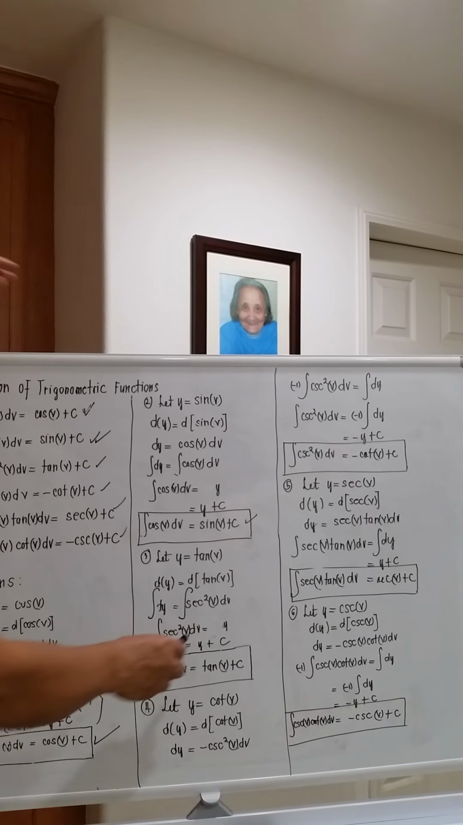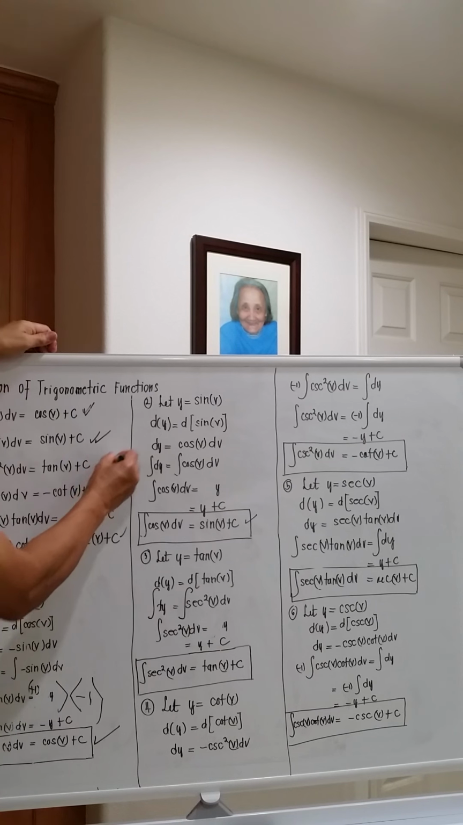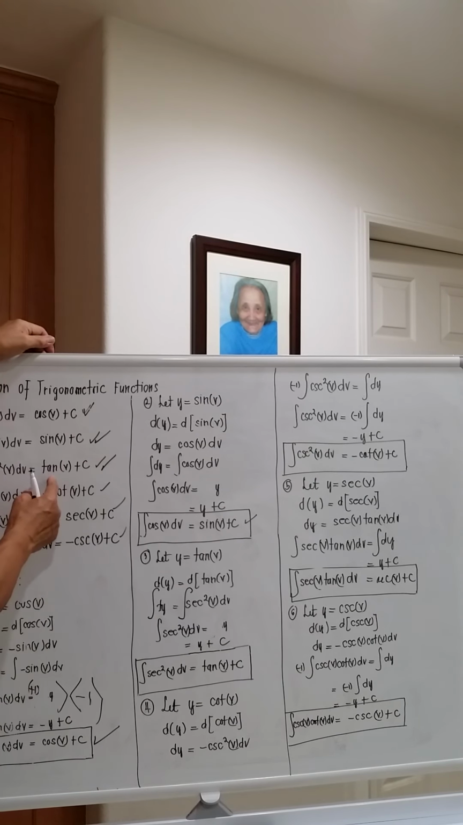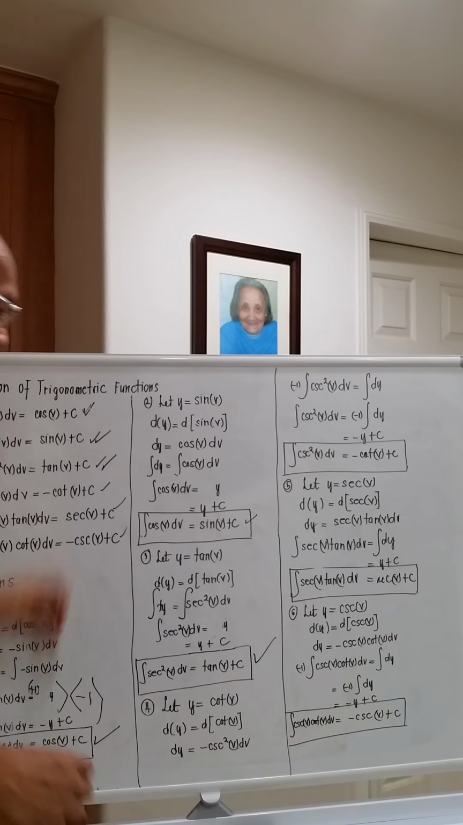Simple, right? That's formula number 3. The integral of any secant square function db is equal to the tangent of the angle plus c. It is this. Number 4. It's easy, right?